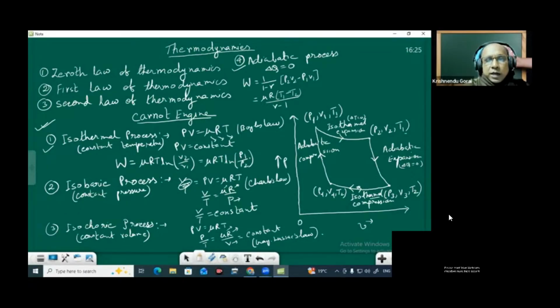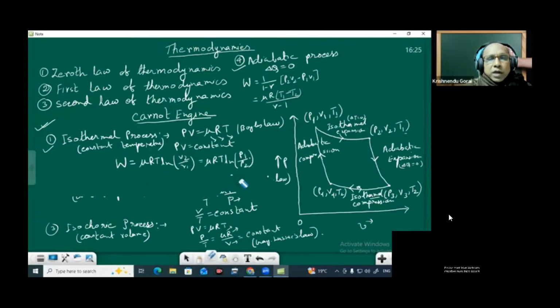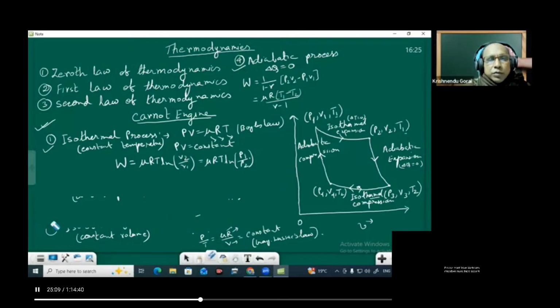What is the total work done? That I'm going to discuss with you. We do not need this one. Only the work done for isothermal and adiabatic process is required. Now you see how we're going to do this cyclic process.